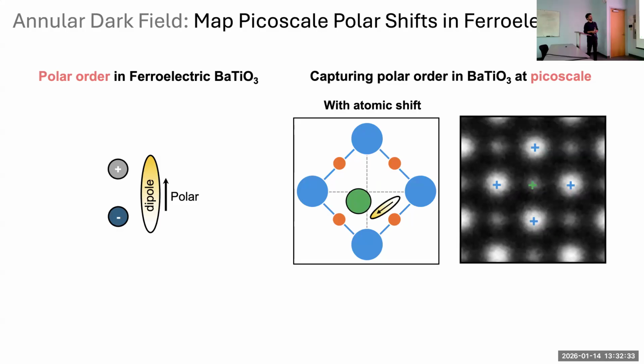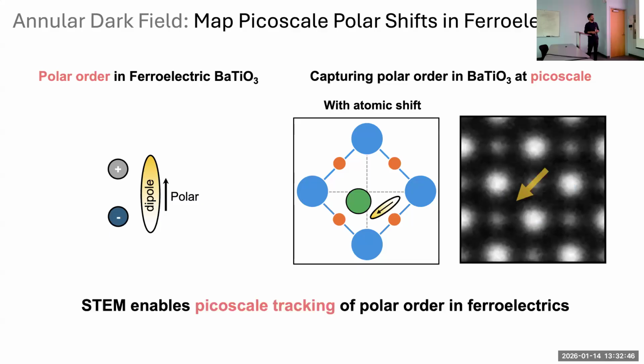And what we can do here is, again, find the center of each atom. We find the center of this central atom, and we compare its position relative to the center of mass of these blue atoms. By doing so, we find that it's actually not sitting in the center, but it's displaced away from the centrosymmetric position.